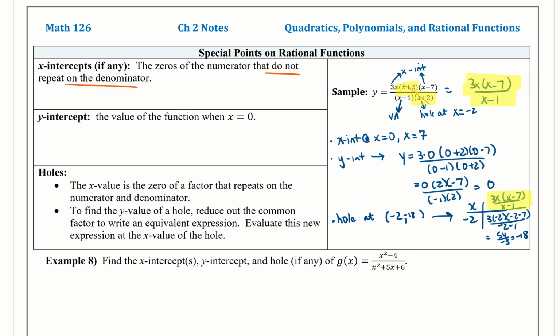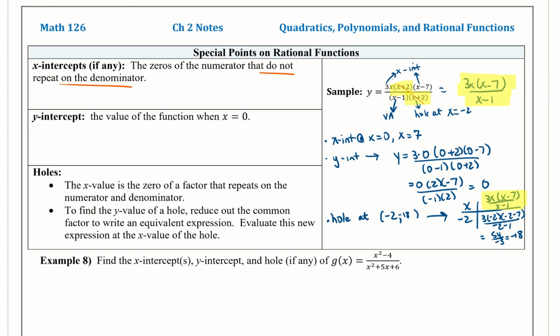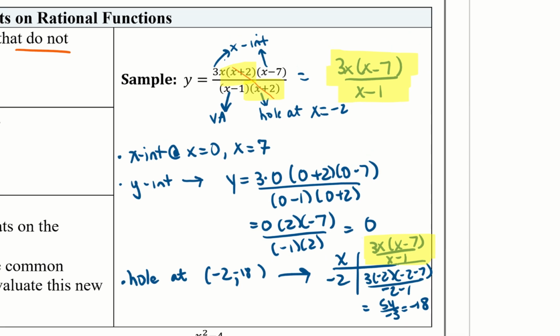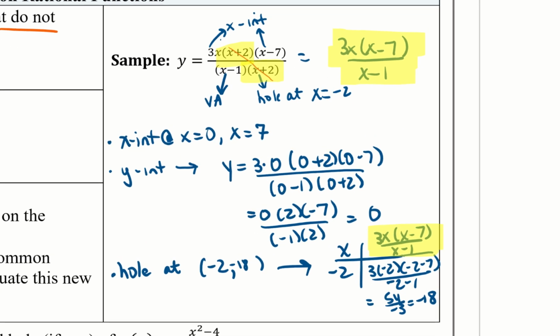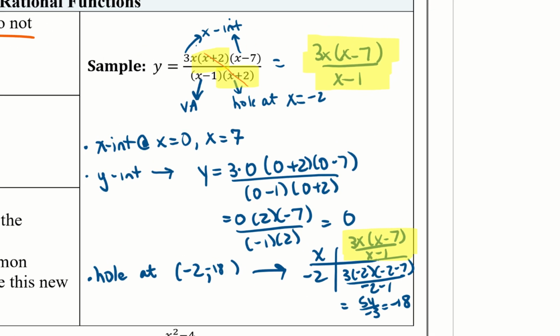Remember, if they repeat, those are holes in the graphs. The y-intercept is the value of the function if you substitute in a 0 for x. And holes in the graphs are those factors that repeat, and on the numerator and denominator we can cancel out. Sorry, this is my little handwritten example for you because I couldn't quite find what I was looking for from the internet. So here's an example.